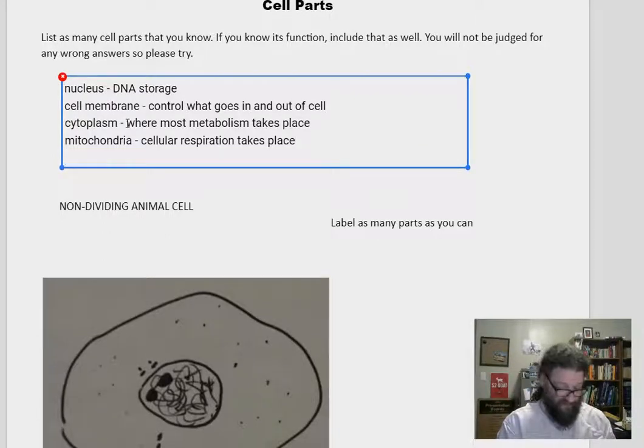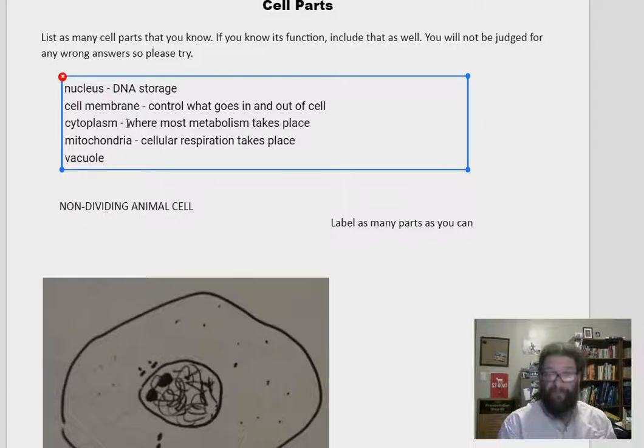Maybe you came up with vacuole, right, for storage of stuff, really. It's food, water, cell sap, all kinds of crazy crud in those vacuoles. All right, hopefully maybe you even got some more. I hope so. We'll see.